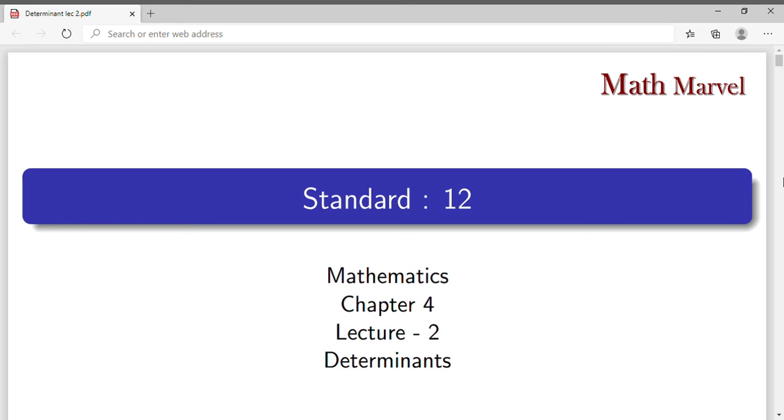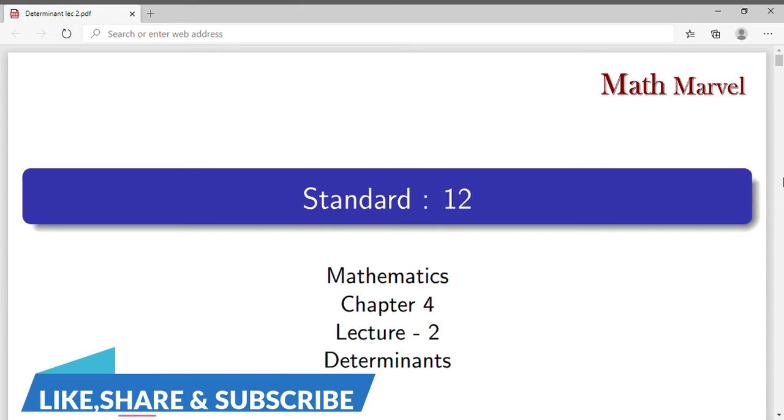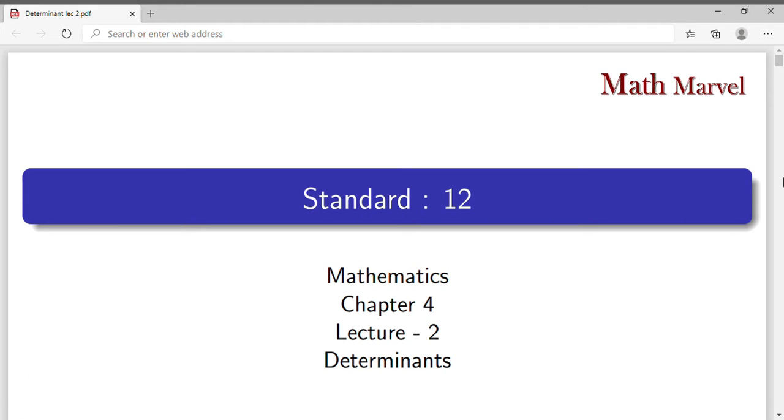Hello friends, this is lecture 2 of chapter 4, determinants. In the previous lecture you already learned what a determinant is and the difference between a matrix and a determinant. In today's lecture we will discuss how to evaluate the determinant of a matrix of order 1, order 2 and order 3. So now let's proceed.